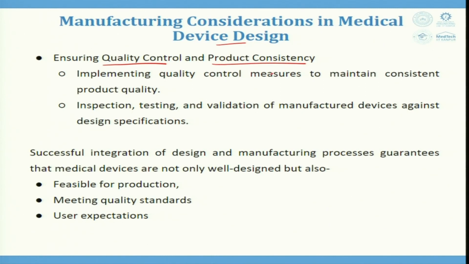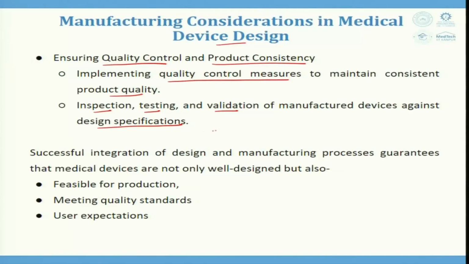When I say product quality control, implementing quality control measures to maintain consistent product quality is taken care of, where inspection, testing, and validation of manufactured devices against the design specifications is always taken care of. Here also continuous monitoring to prevent defects and to ensure compliance with the regulatory standards is taken care of. When I say continuous inspection or maintenance, the maintenance here could be for the machines that you have used to manufacture the product. The maintenance could be preventive, it could be predictive, whatever it is.